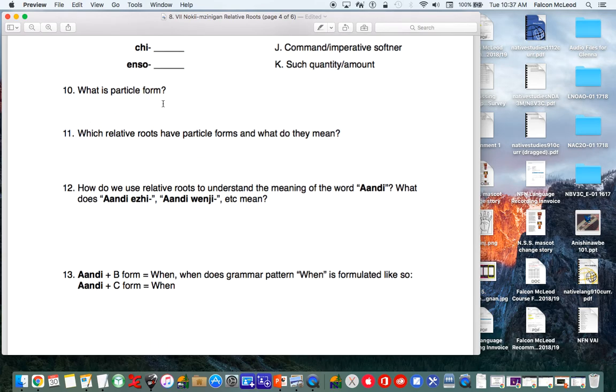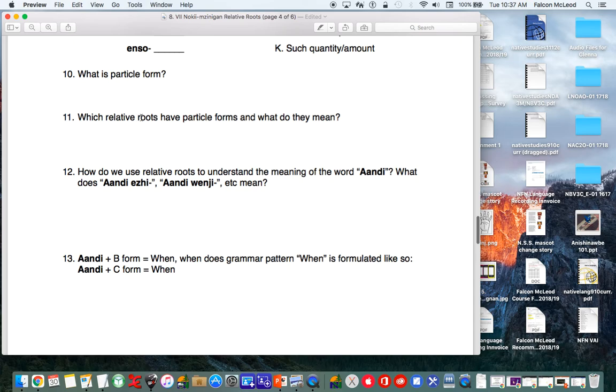What is particle form in relation to our relative roots? So remember, particle form is a function that relative roots have, where they can be used as an independent word on its own, separate from other roots. So which relative roots have particle forms, and what do they mean? I went over as many as I could think of or come across in my learning. If you can't remember, I would suggest going back to the lesson and listening for that.